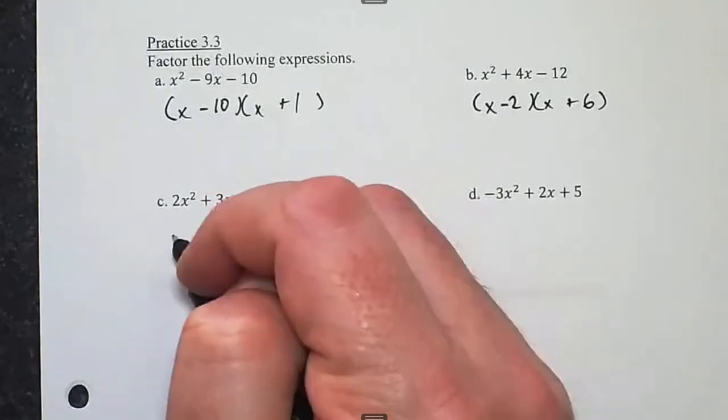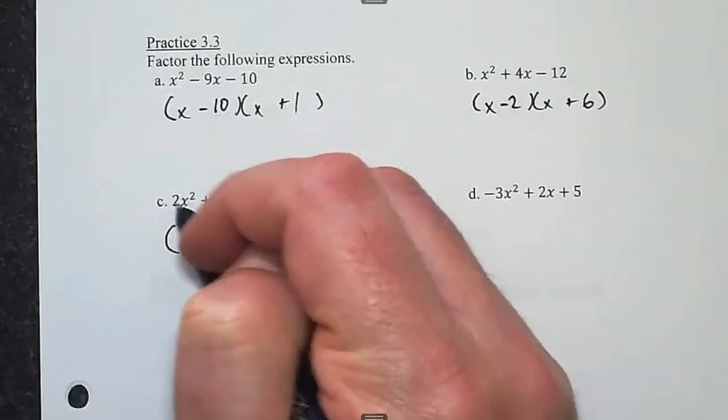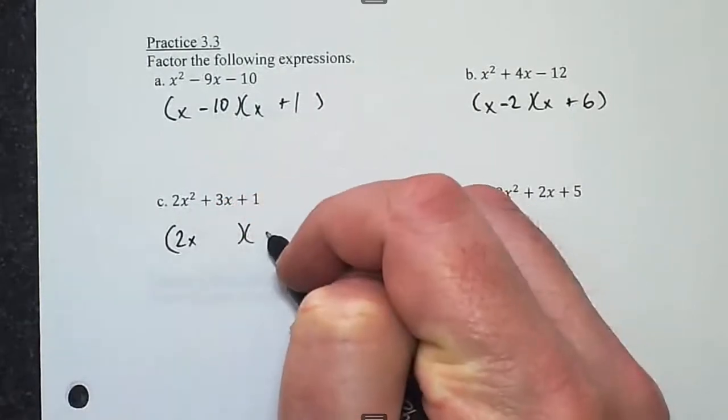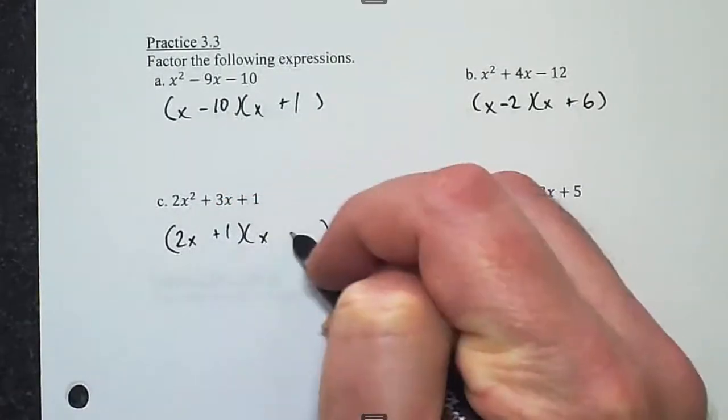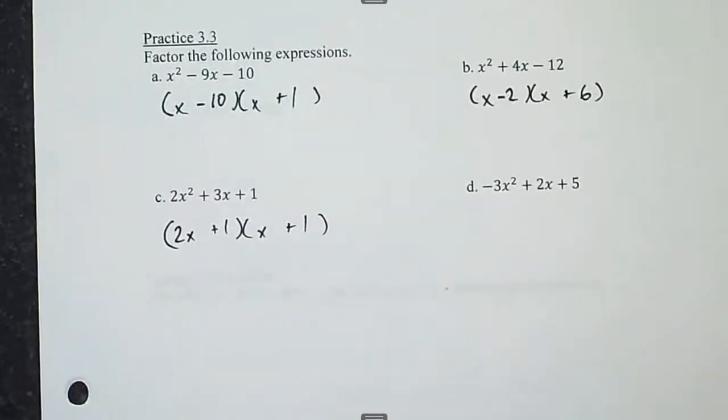All right, down here on this one. I need numbers that multiply to 2x squared. So it has to be 2x and x. And then we'll just do plus 1 and plus 1. 2x plus 1x is 3x.